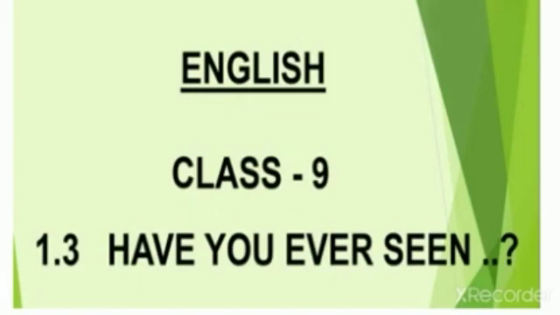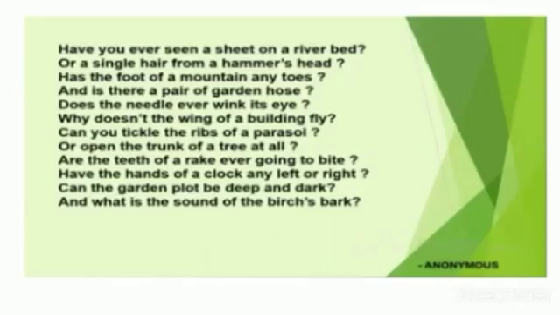Today we will learn the poem Have You Ever Seen from unit number 1. This is your poem, Have You Ever Seen? This poem has no title and you can see that the beginning of the first line has been used as the title instead. The author of the poem is unknown, so we write anonymous there. Anonymous means unknown. Now let us first read the poem.